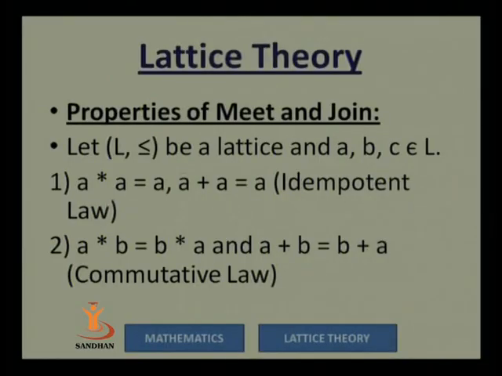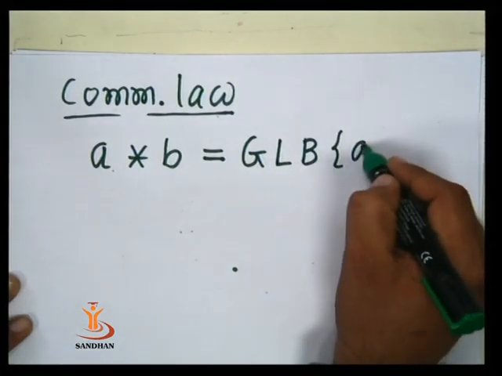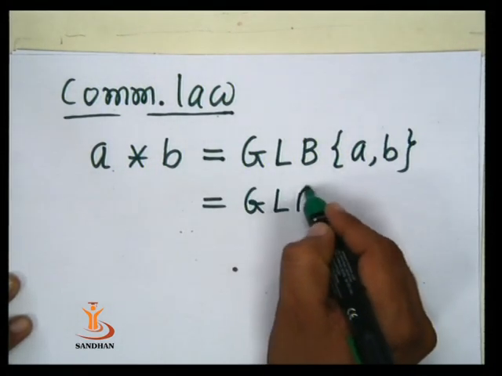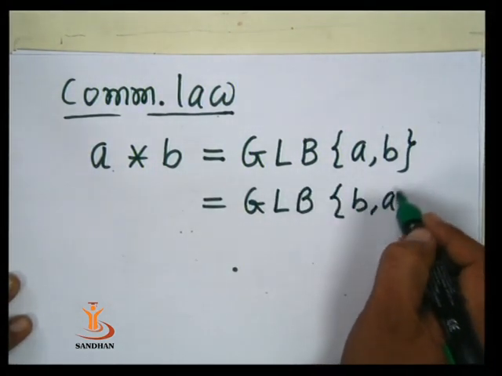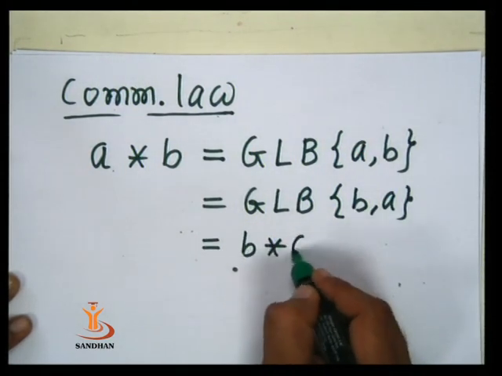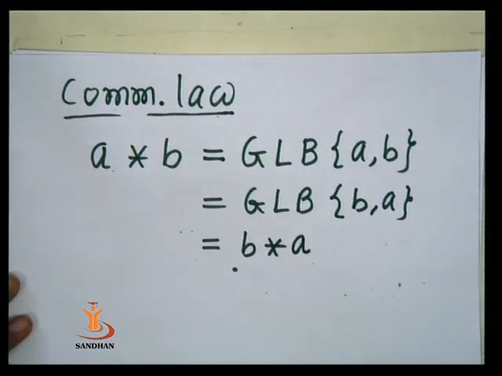Now we can consider another law, that is the commutative law. We are going to prove the commutative law, or you can say Abelian law. Consider any two members A and B from L. We are going to find A star B. A star B means the greatest lower bound of A and B. We can consider that as the greatest lower bound of B and A. It is the same, so that it is B star A. So A star B is the same as B star A.